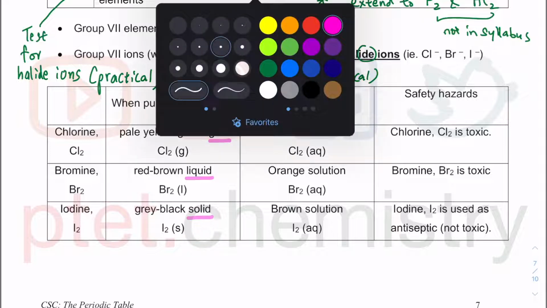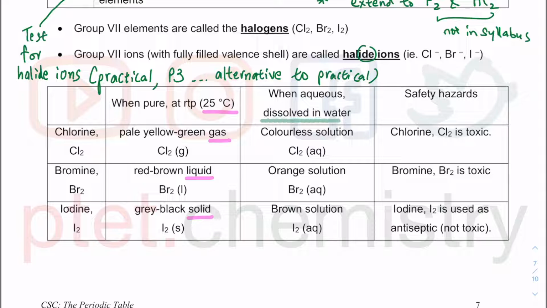Aqueous means dissolved in water. So you dissolve the pale yellow-green gas in water, you get Cl2 aqueous. It appears colorless. This is what you add to swimming pools as well as drinking water to kill germs and bacteria. Bromine water is an orange solution. All of these are solutions because all of these are aqueous. You dissolve them in water. And this is a brown solution, iodine, which you use as an antiseptic agent, which I did mention here.